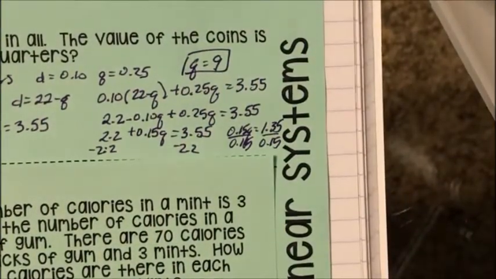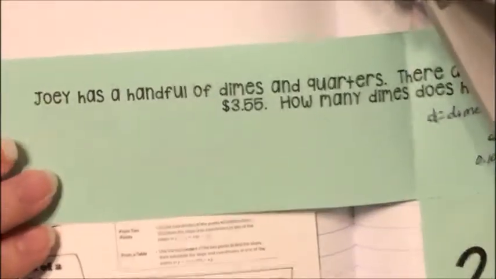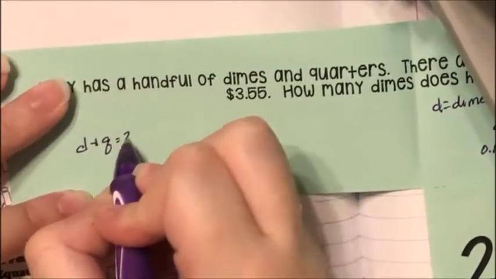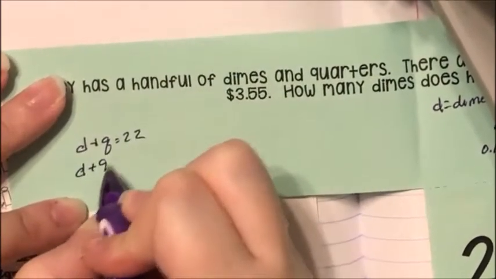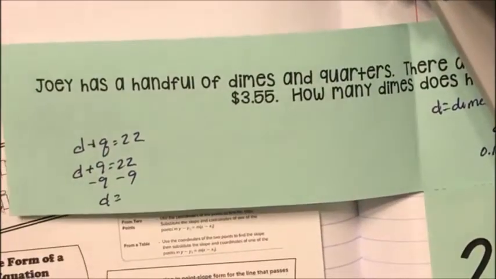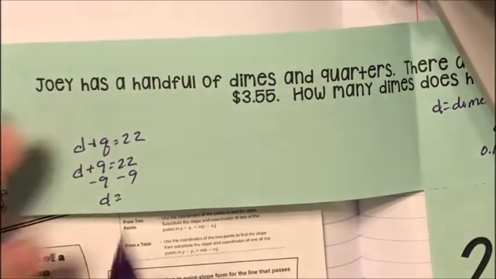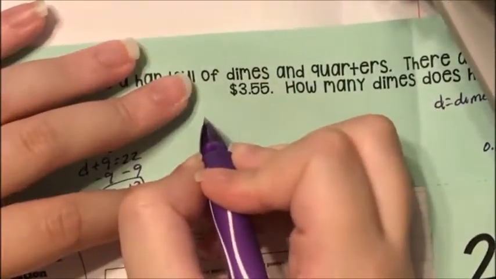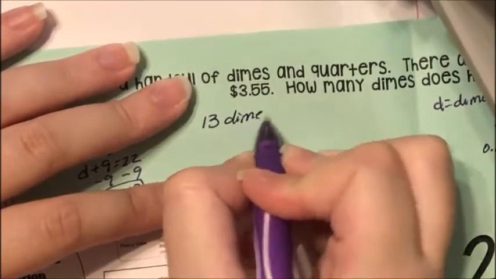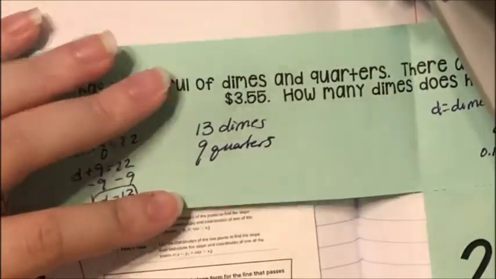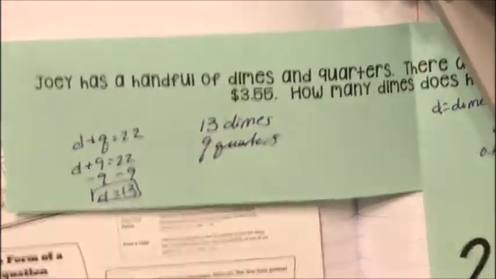I'm going to take D plus Q equals 22, and I know I have 9 quarters. So that means I have 13 dimes. So 13 dimes, 9 quarters.